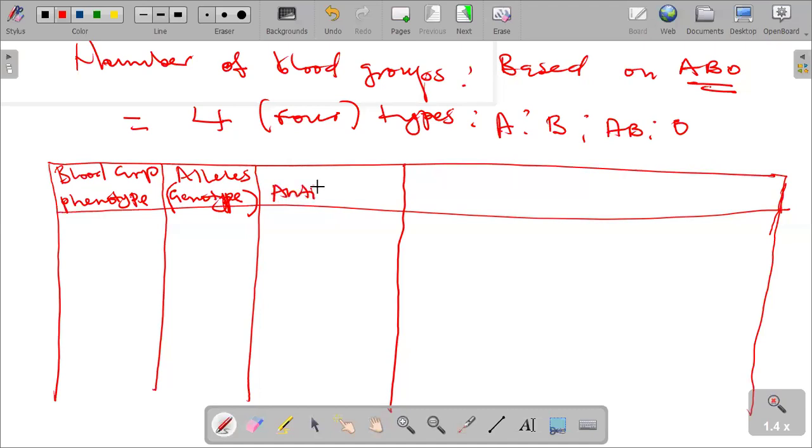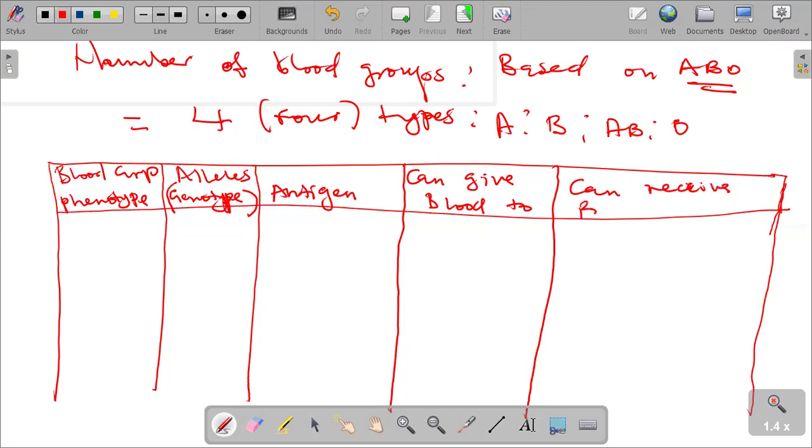The antigen produced, and then we can say the individual can give blood to certain people, and then eventually can receive blood from. Who can give and who can donate blood to who.